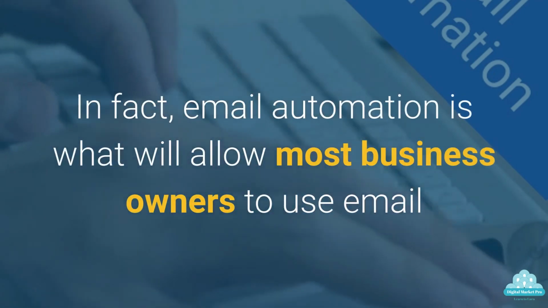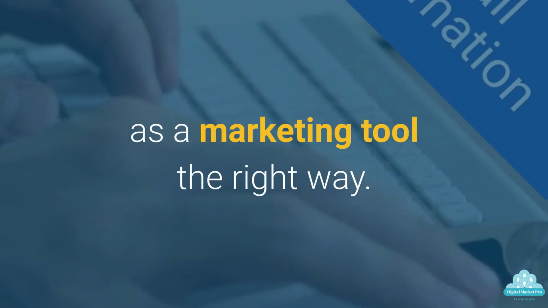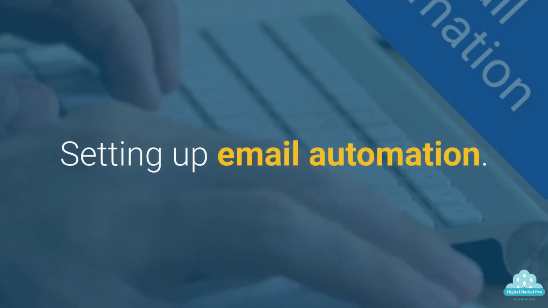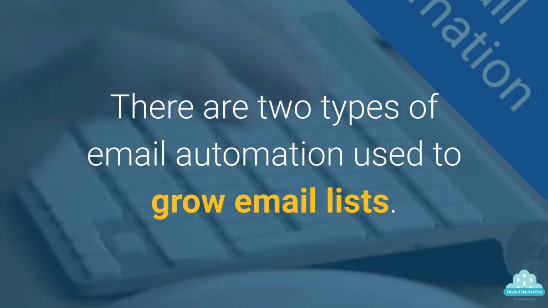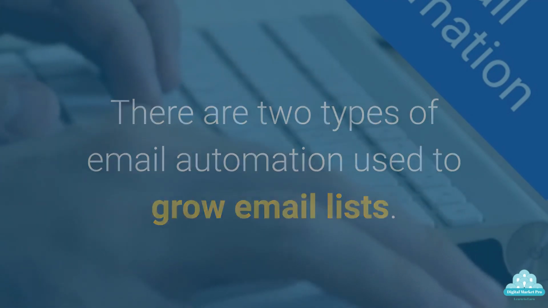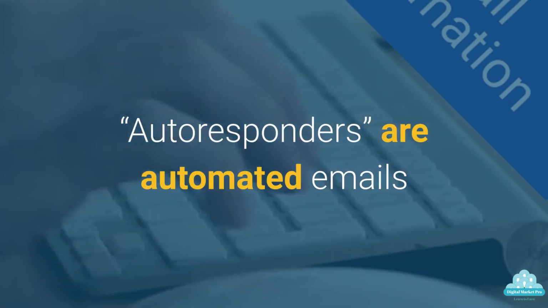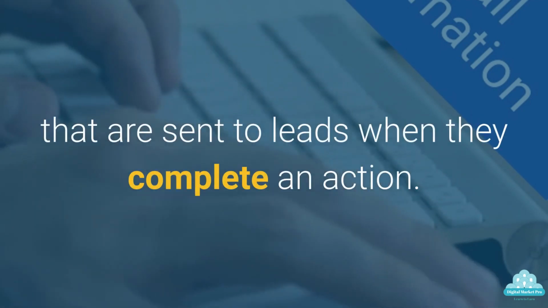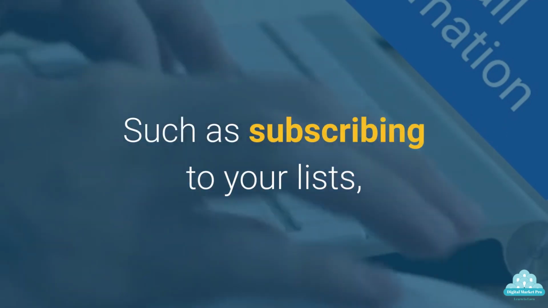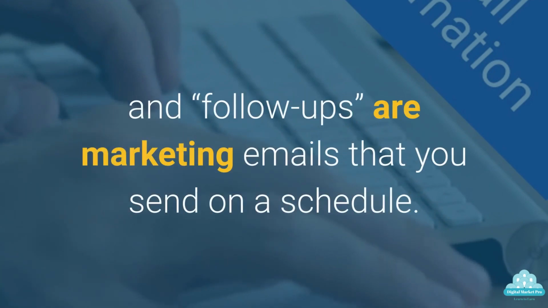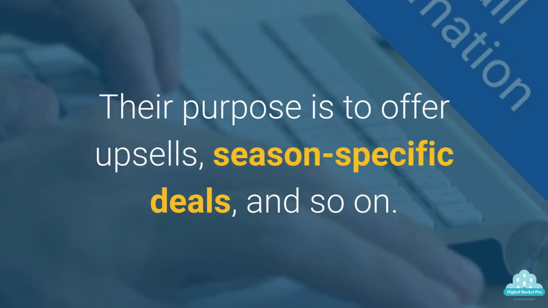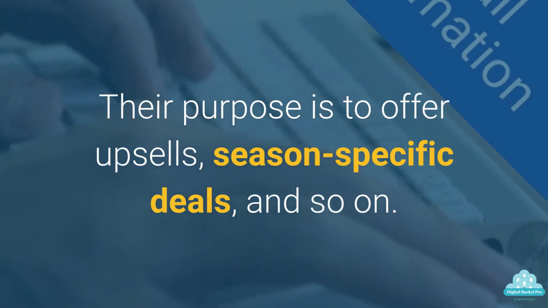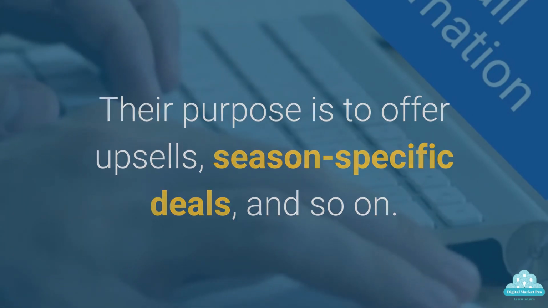In fact, email automation is what will allow most business owners to use email as a marketing tool the right way. Setting up email automation. There are two types of email automation used to grow email lists. Autoresponders are automated emails that are sent to leads when they complete an action, such as subscribing to your lists, and follow-ups are marketing emails that you send on a schedule. Their purpose is to offer upsells, season-specific deals, and so on.